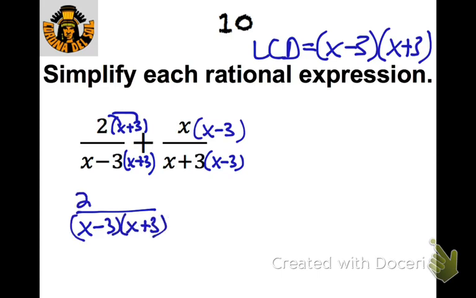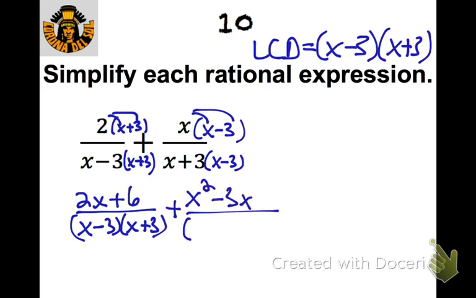So this will be 2x plus 6 plus, and then this gets multiplied, distributed, so that would be x squared minus 3x. And then it has that same denominator, x plus 3, x minus 3. So now the two fractions have the same denominator, so now we can actually combine the numerators. So you just kind of combine like terms.